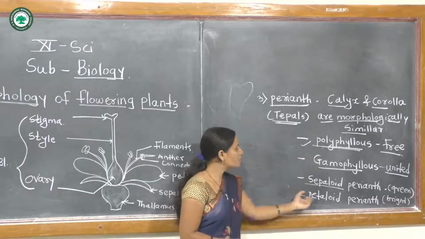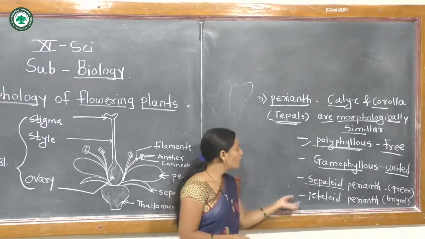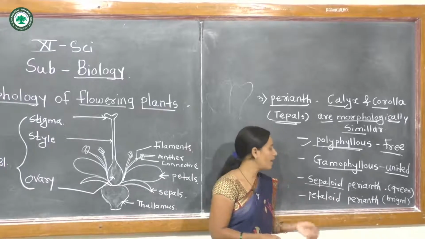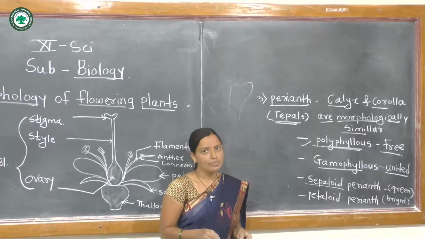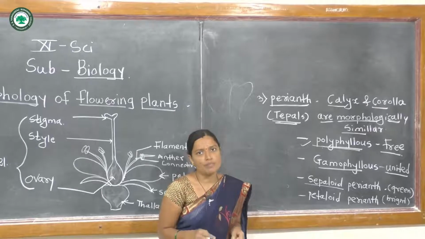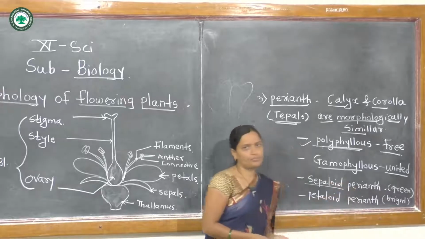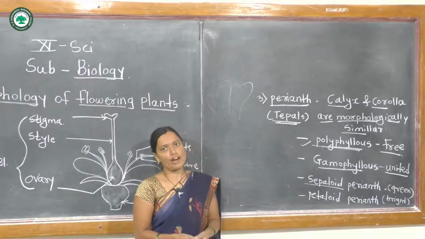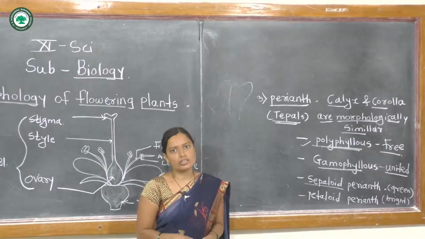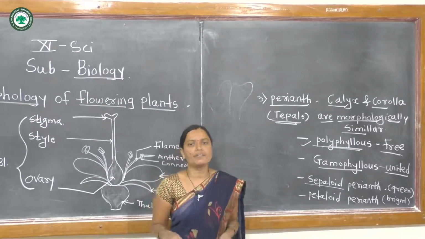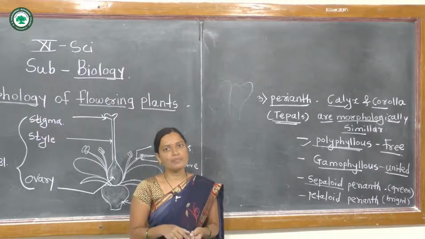And in some flowers, the perianth is bright in color. It looks like the corolla or the petals, and that's why it is called the petaloid perianth. Petal-like, attractive, bright-colored perianth is formed in some flowers, and this is called the petaloid perianth. Perianth means calyx and corolla, morphologically similar structures that cannot be distinguished, and that's why it is called the perianth, or the tepal.